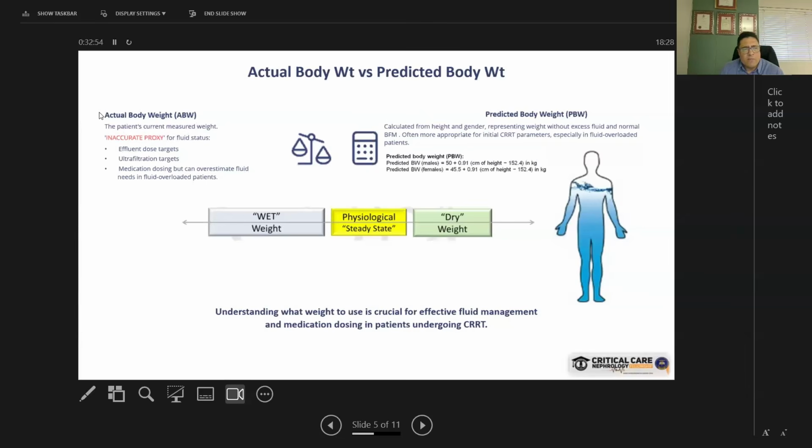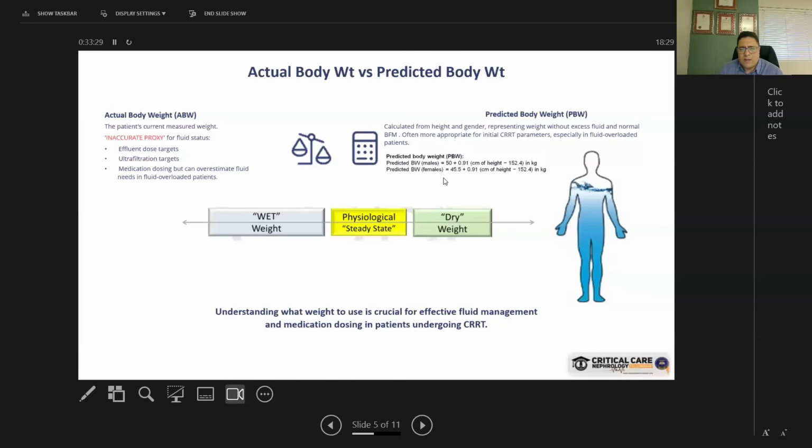Yet we base a lot of our major decisions on just an actual body weight, such as the effluent dose targets and ultrafiltration rate targets. And we even use this actual body weight for medication dosing, which can overestimate fluid needs in fluid overloaded patients. The alternative to use is what we call a predicted body weight. And this is really just a calculation of height and gender.